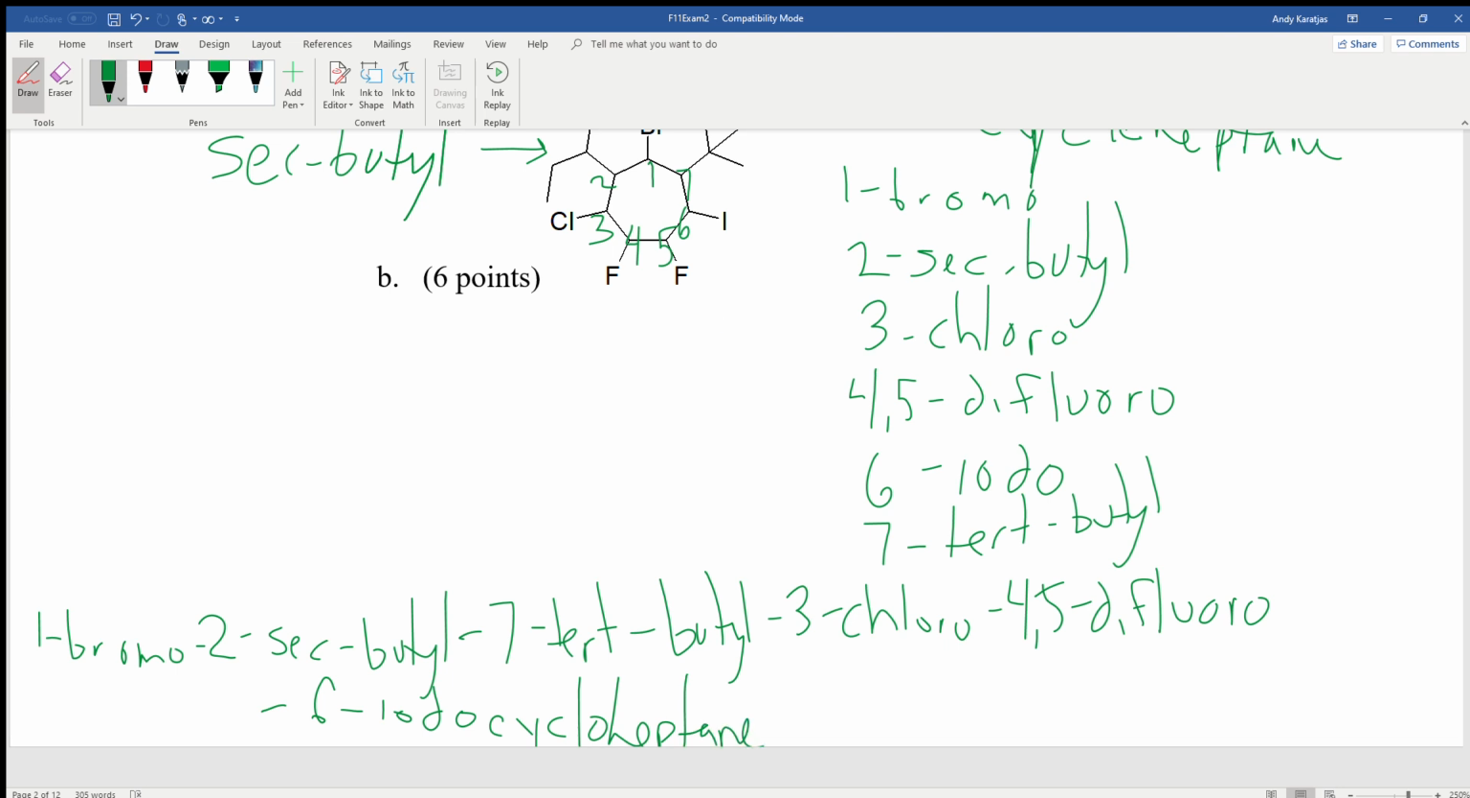And so we get our full name here: 1 bromo, 2 sec-butyl, 7 tert-butyl, 3 chloro, 4,5 difluoro, 6 iodo cycloheptane.